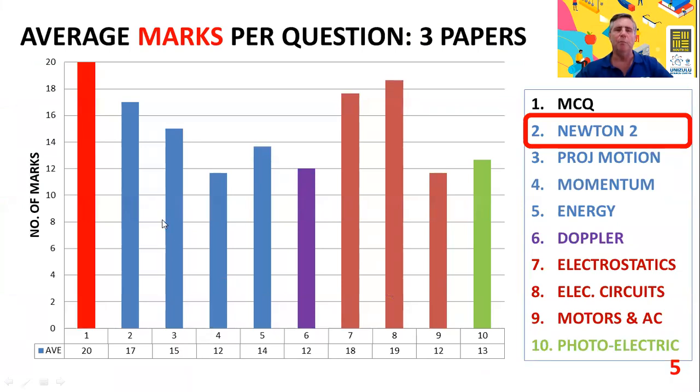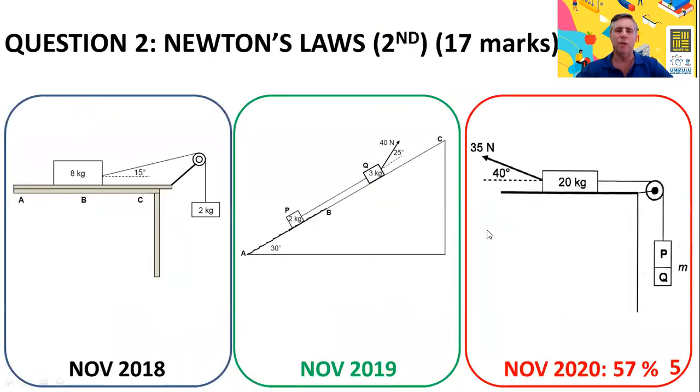Now, looking at the exam paper, remember we've averaged the marks per question for the last 3 matric papers. Question 1, multiple choice, is always 20 marks. Question 2, which is the Newton second law question, on average has been 17 marks. So it's one of the longer questions, and it's usually counted for 17 marks. Here's a snapshot of the last 3 questions.